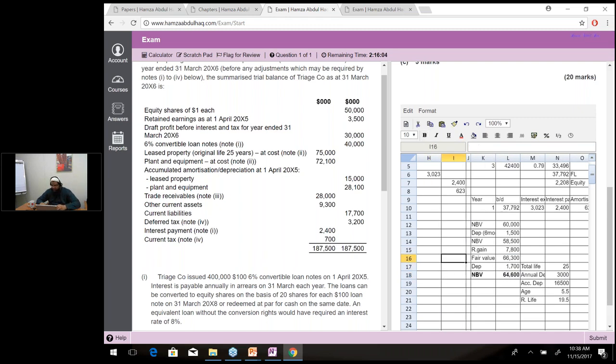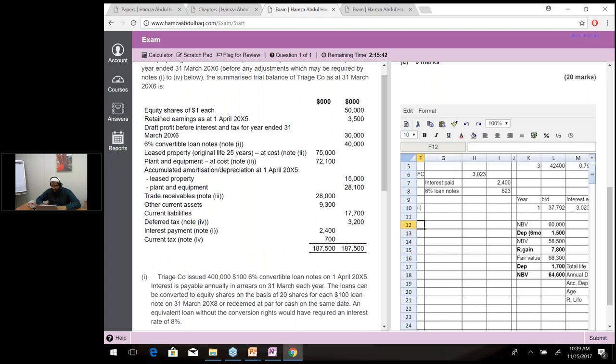So now what impacts do we need to record? We need to record the depreciation for the first 6 months, the depreciation for the last 6 months, and we need to record the revaluation gain in OCI. So the impact is 1,500 depreciation and 1,700 depreciation in P&L, 7,800 in OCI, and 64,600 in the balance sheet.